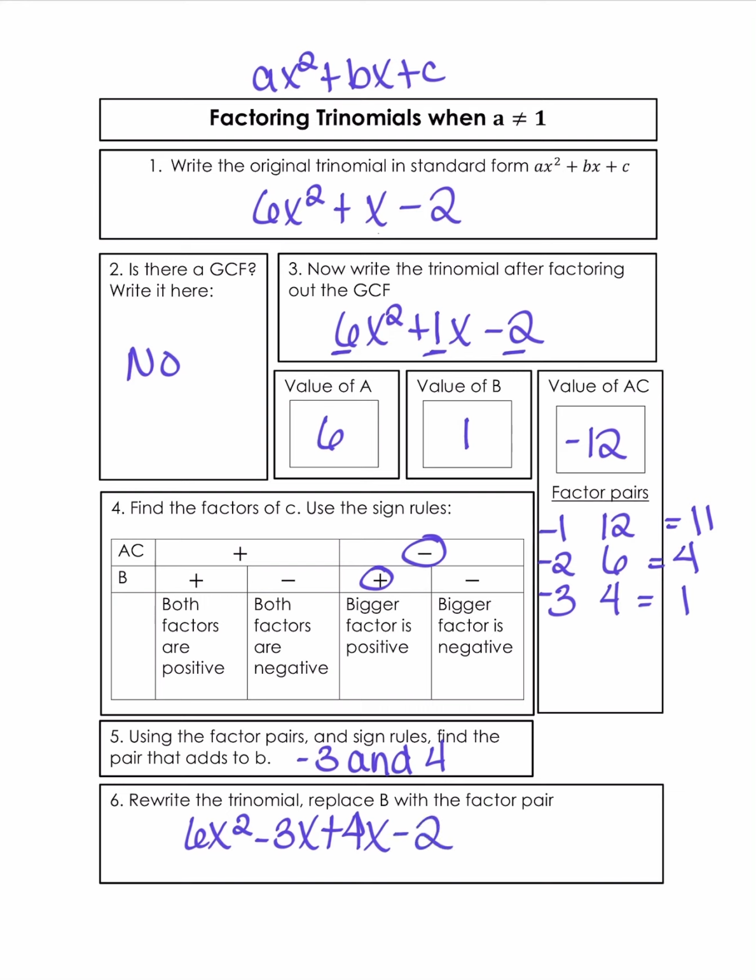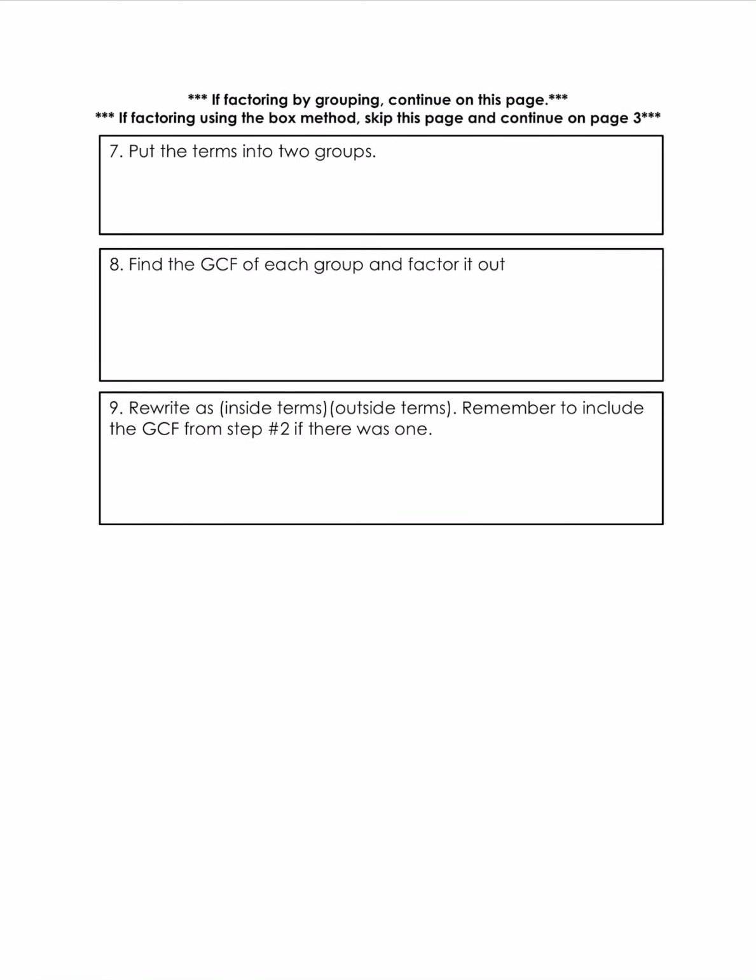So now I can do one of two things. I can either factor this by grouping or I can use the box method. I'm going to show you both ways. You can pick which method works best for you and just use that way. So let's first do factoring by grouping. We have 6x squared minus 3x plus 4x minus 2. Let's put our terms into two groups, and we're going to find the GCF of each group and factor it out.